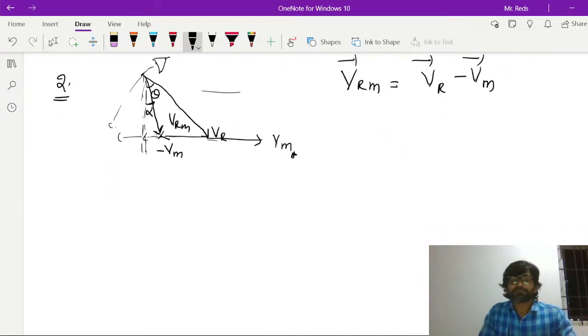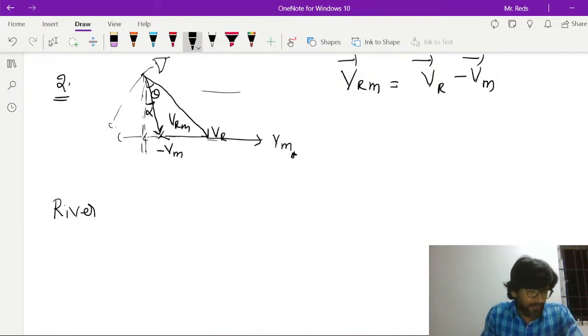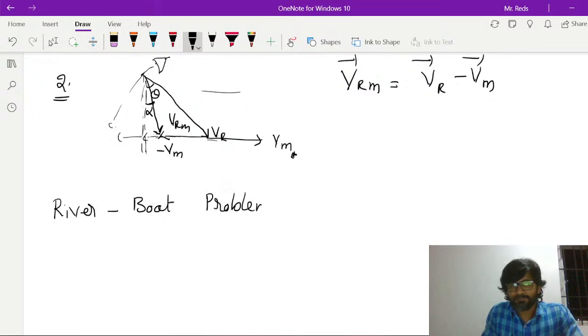Now let us see another case related to this relative velocity concept, that is river boat problems. Another very important concept, guys. Try to understand this carefully. Write down the subheading: River boat problems. After discussing this, we'll do some numericals.